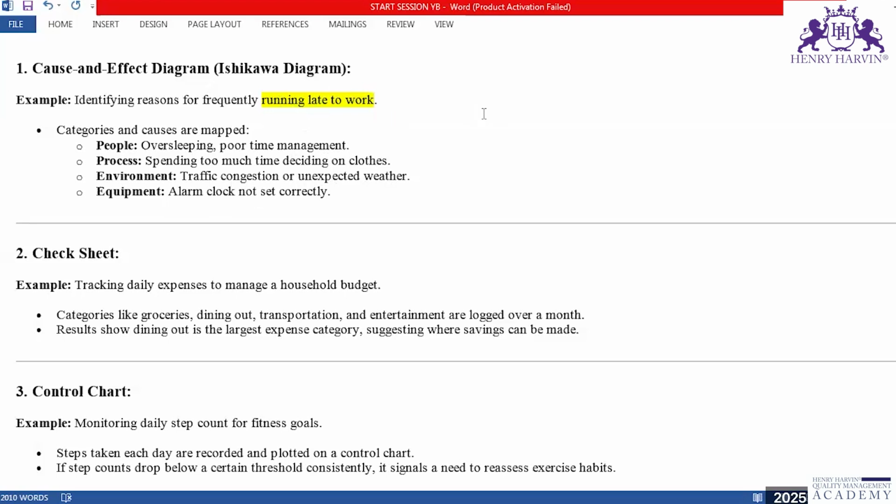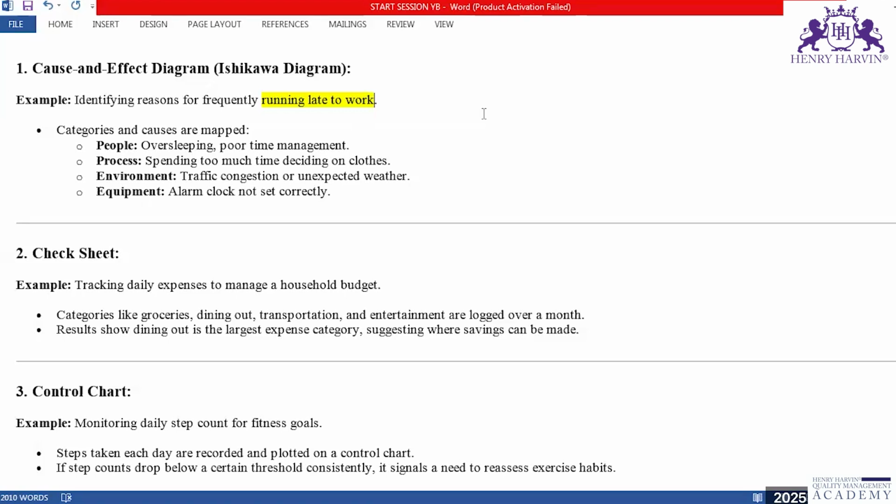So guys, understand people, process, environment, equipment. Or man, machine, material, method, measurement, mother nature. You can remember it as 6M. Or people, process is also good. So what are we trying to do here? We are trying to understand why process can make people late, why environment can give problems, why equipment can give problems.